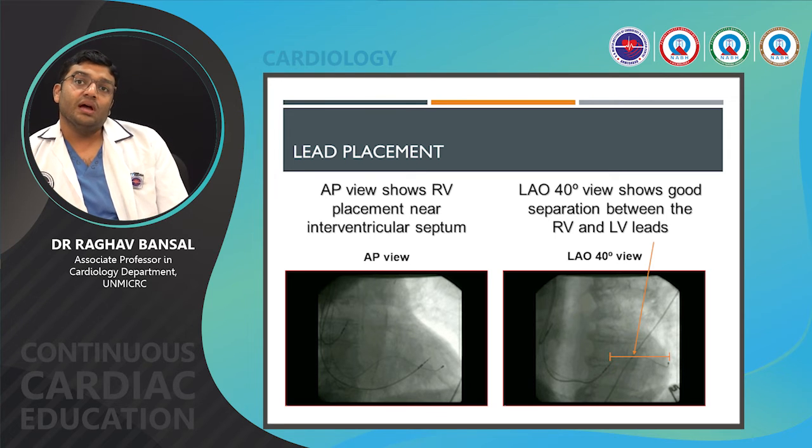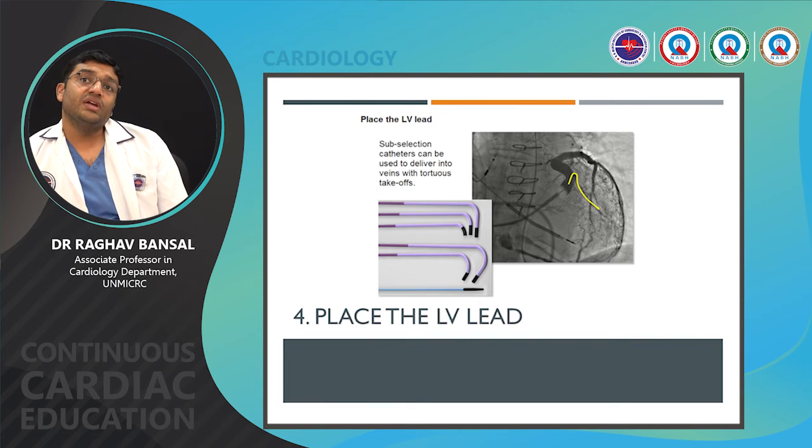Then you are probably at the lateral LV wall and you will get a good separation from the RV lead. Going next, we have to now place the LV lead. Now we have the vein where we want to enter. The LV lead may sometimes be complicated by tortuosities or angulations near the origin of these CS vein branches. If there is an angulation or a lot of tortuosity, then we can use subselection catheters just to tackle these takeoffs, and we'll discuss them in more detail.